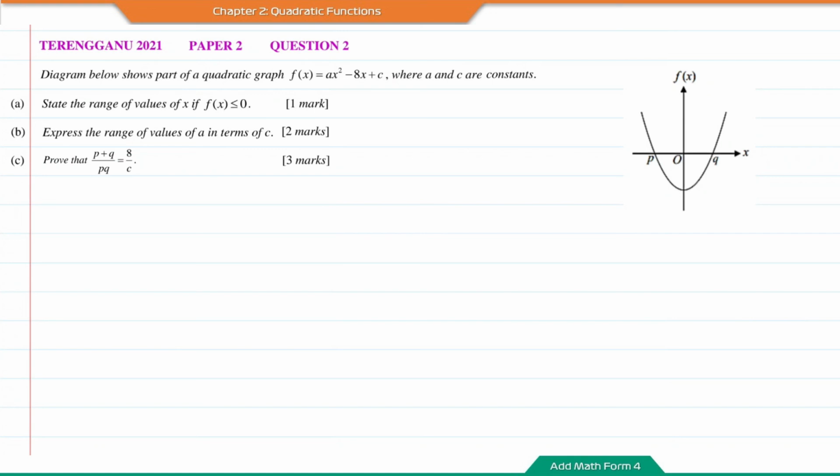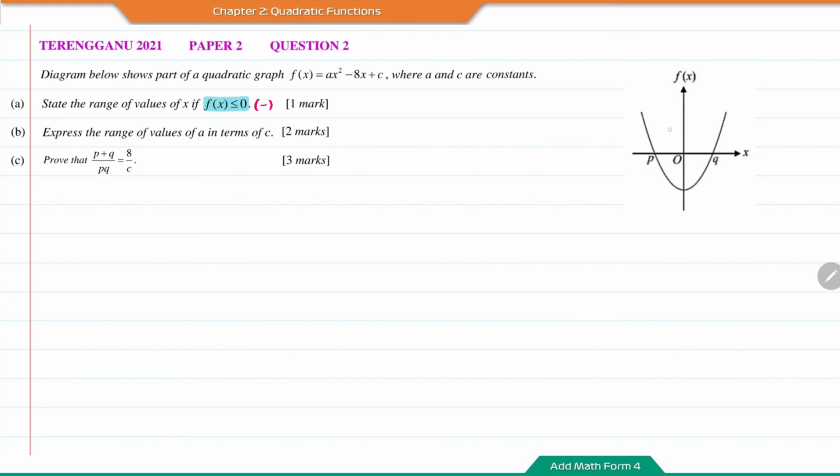Terengganu 2021, paper 2, question number 2. The diagram below shows part of a quadratic graph f of x equal to ax squared minus 8x plus c, where a and c are constants. Question A, state the range of values of x if f of x is less than or equal to 0. So when the function f of x is less than or equal to 0, which means we're going to look at the negative part.